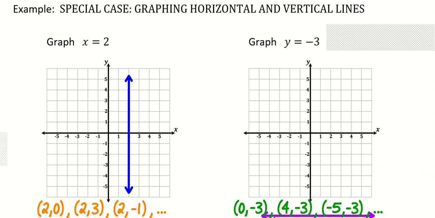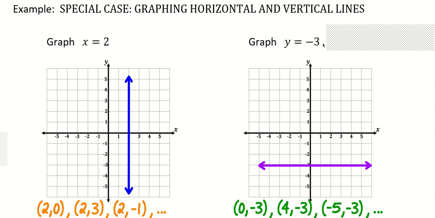So if you plotted all these points, (0, -3) is right there, and (4, -3) is right there. And if you kept plotting dots like (6, -3), (1, -3), it pretty much just makes a horizontal line at y equals -3. So you would just go to y equals -3 and draw a horizontal line. Just like over here, you would just go to x equals 2 and draw a vertical line.